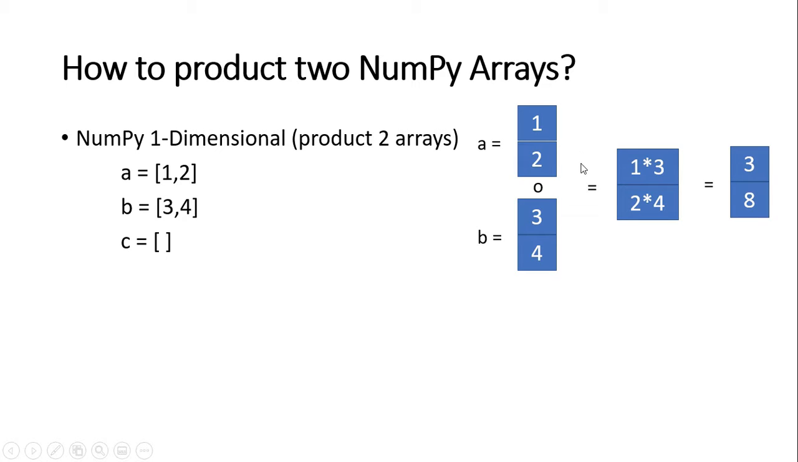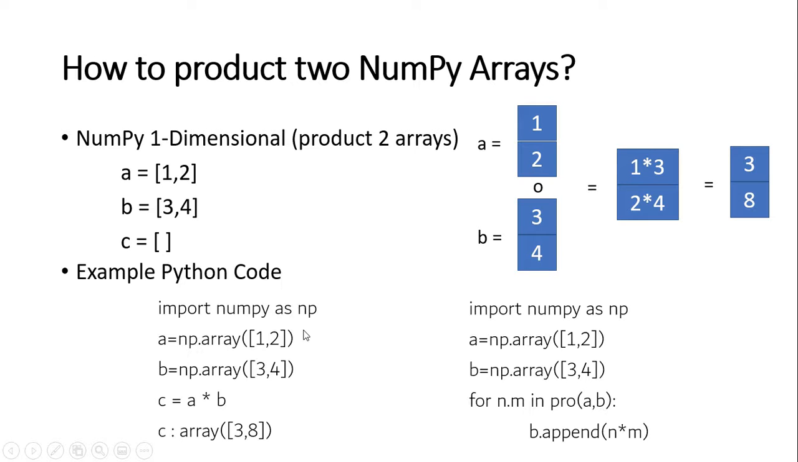That's why it will be 1 into 3, and the second element is 2 into 4. Then the output you will get is 3, 8, which are the values of the C array. The code is as usual the same thing. We are importing the NumPy package, then creating the two arrays with the elements, then simply write C equal to A into B. Automatically the multiplication of two one-dimensional arrays will be calculated, and the output we will get is an array with values 3, 8. And this is the alternative code for it.